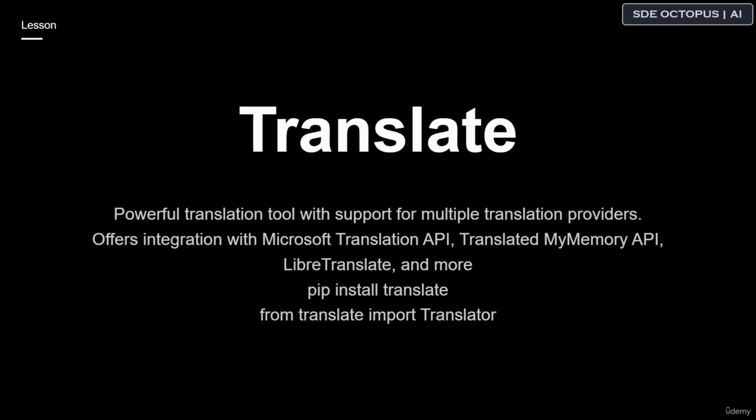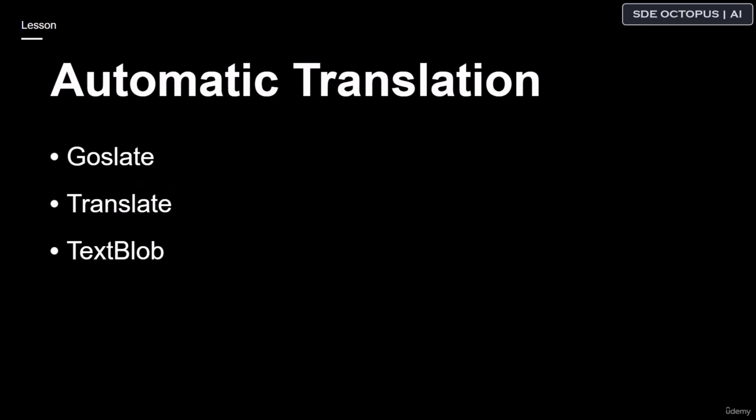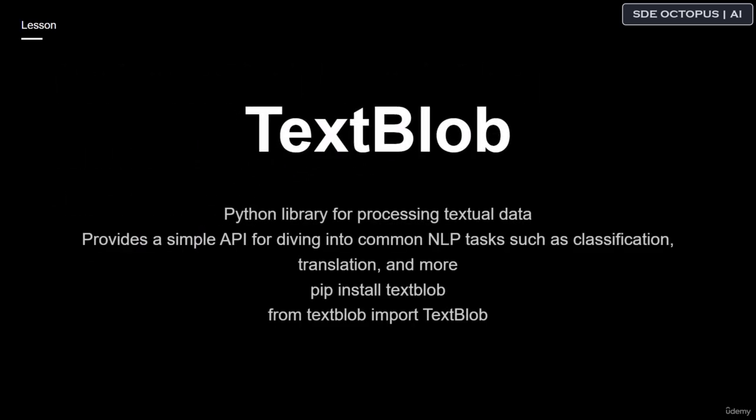Now let's talk about our last library for automatic translation in this section. The last translation tool in this section, for the last program in this section, or the third program, is called TextBlob. This library is from Python libraries, and you can use it for processing textual data. That library called TextBlob provides a simple API for diving into common natural language processing tasks, such as classification, translation, and many more.